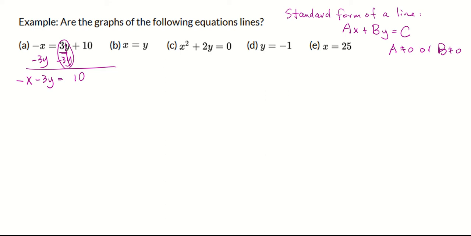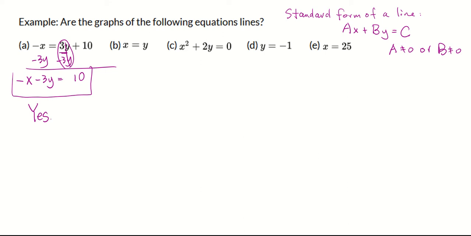Okay, then you look at this equation in the standard form of a line. So that means this equation does represent a line. So the answer is yes. This is a line. Okay, now let's look at b.